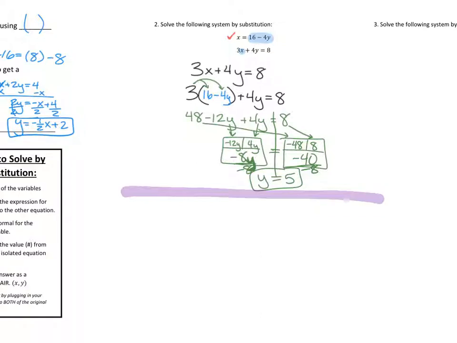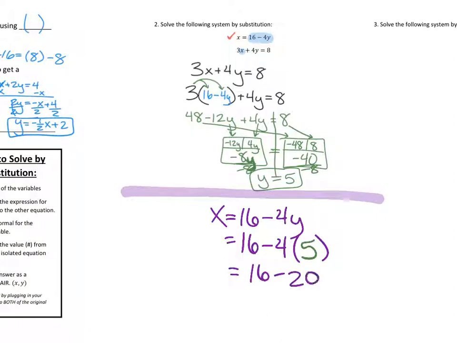What are we going to do with the number 5? Plug it into one of the original equations. I always choose the first one because it's generally easier. So instead of x equal to 16 minus 4y, I'm going to write it as 16 minus 4 times 5. Well, 4 times 5, that's 20. So I'm really doing 16 minus 20.